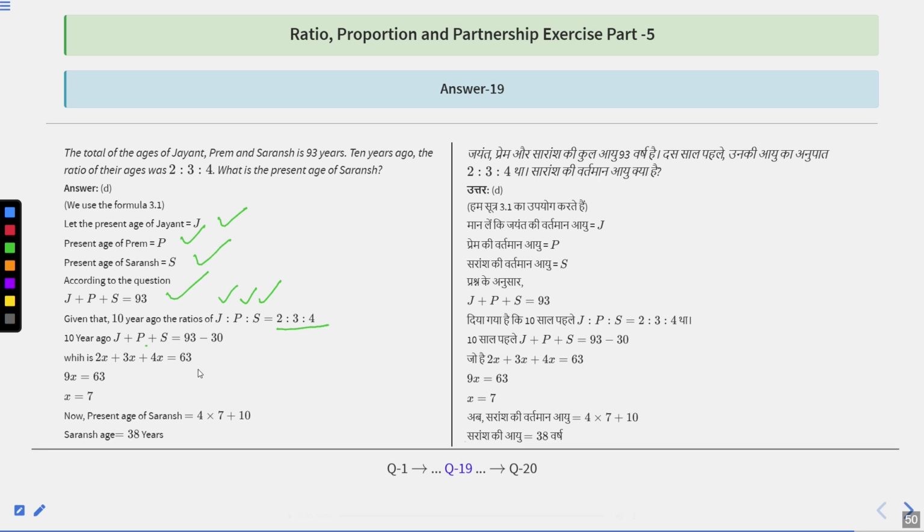which equals 63. So we can let the ages of Jayant, Prem and Saransh be 2x, 3x and 4x, so 2x plus 3x plus 4x equals 63. So 9x equals 63, x will be 7. Now the present age of Saransh is 4x plus 10, because 4x is the age 10 years ago. So 4 into 7 plus 10 is 38 years.